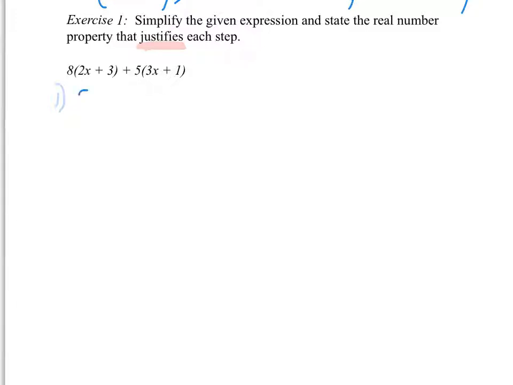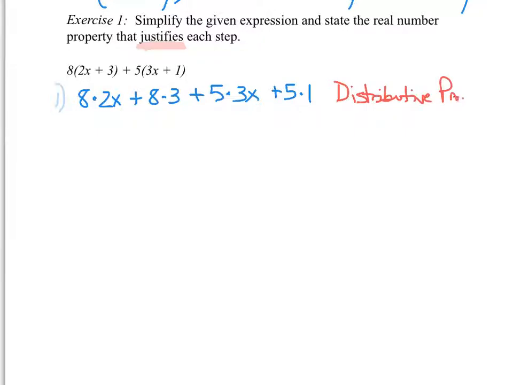So we're going to say 8 is going to be multiplied by 2x, and also 8 is going to be multiplied by 3. I'm also going to distribute using the 5, so 5 is going to be multiplied by 3x, and 5 is going to be multiplied by 1. I'm going to write down what we used, so we used the distributive property here. That's our justification for that first step.